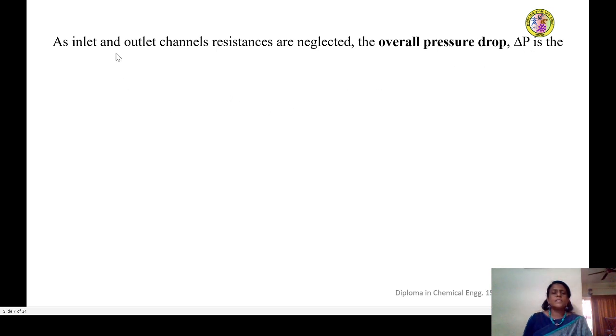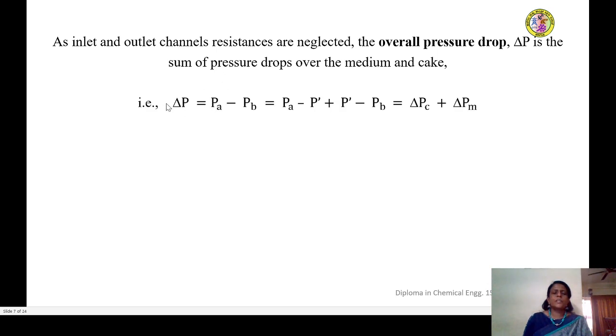So since we have neglected the resistances in the inlet and the outlet channels, delta P will be just the difference between the pressure at the inlet and the outlet respectively. If you write that equation, it becomes delta P is equal to PA minus PB. PA is the inlet pressure, PB is the outlet pressure, that is below the filter medium, this is above the filter medium. So the difference is delta P.